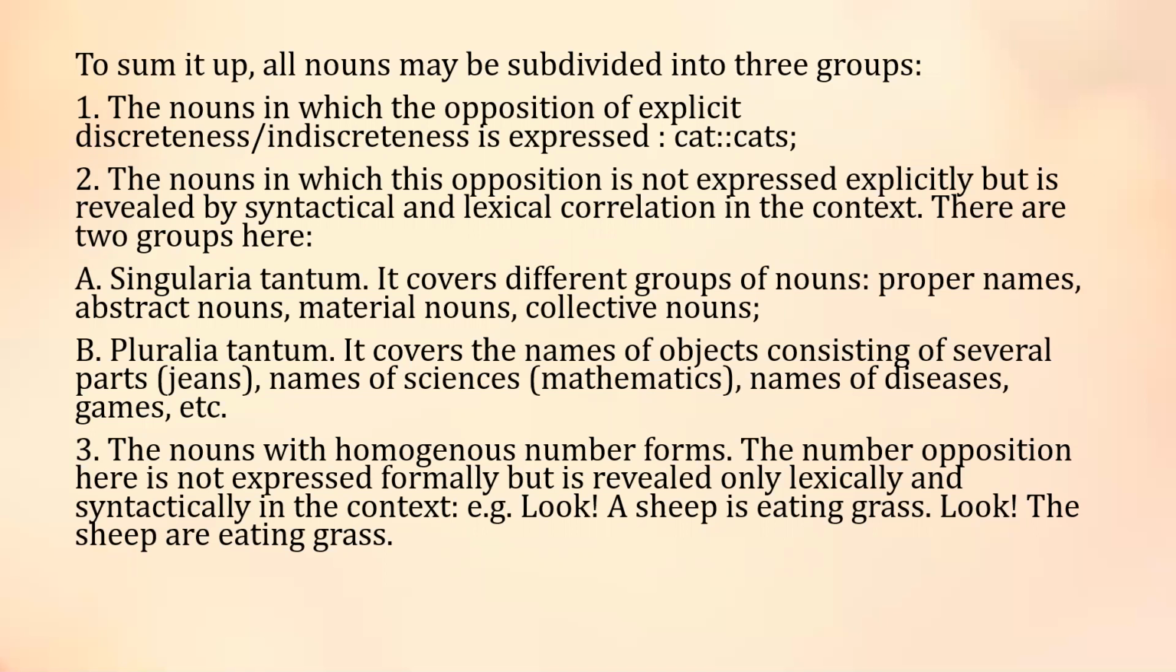In nouns with homogeneous number forms, the number opposition is not expressed formally, but is revealed only lexically and syntactically in the context. Like in the example, look, a sheep is eating grass, which expresses that sheep is singular. And look, the sheep are eating grass expresses the plural.